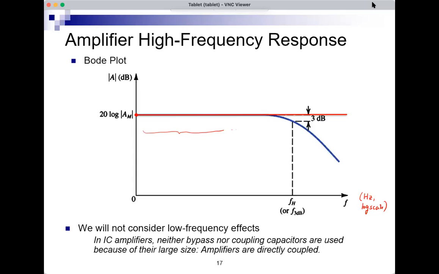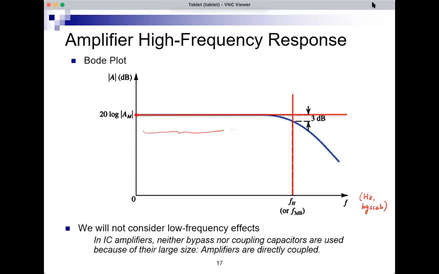If I want just the bandwidth of the amplifier, the bandwidth would be the frequency at which the gain, the blue curve, drops 3 dB below the red line. So it's this frequency. We call it FH or F3dB. FH is a very important quantity. It determines the bandwidth of the amplifier, and often it's the only quantity we are interested in. I don't care about all the other details. Just tell me what is FH.